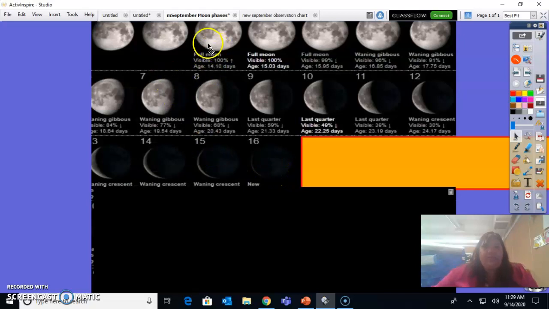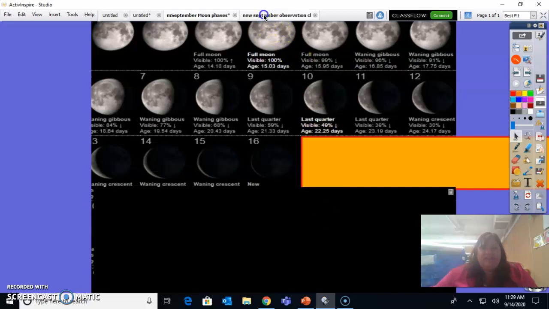So let's look at our past. In the beginning of September, we had a full moon, and then it was the waning gibbous. It was starting to go away. Then it was fading and fading and fading, and it became a waning crescent, and now it's at the new moon. So when we start to see it again, it will be the waxing portion. So we'll be able to see that.